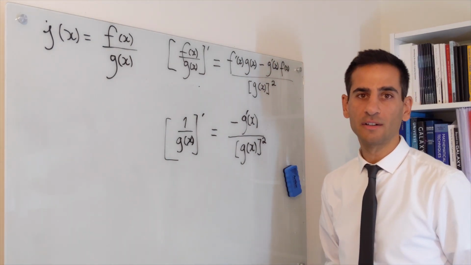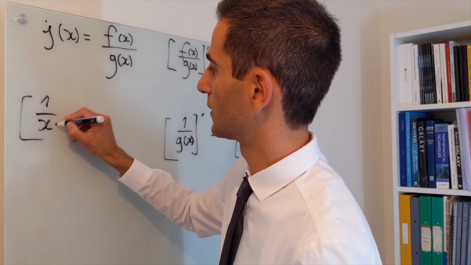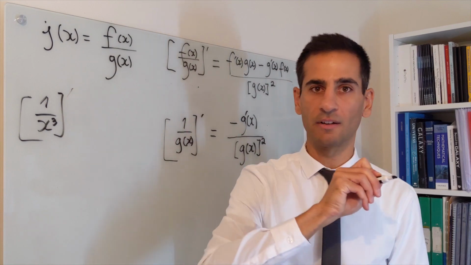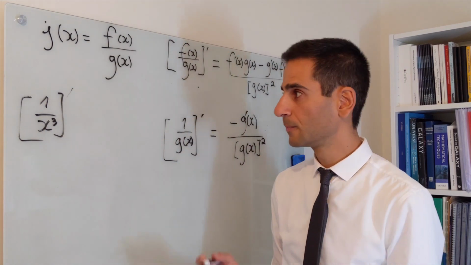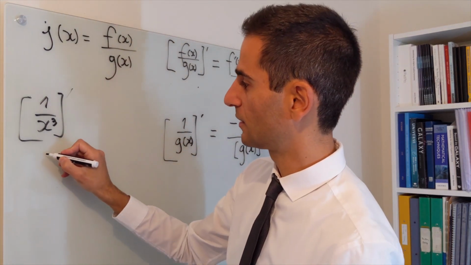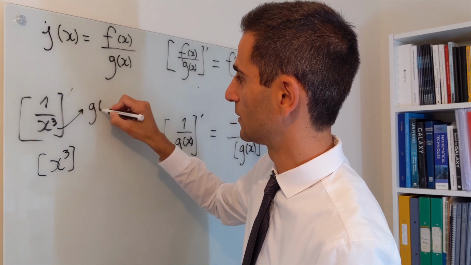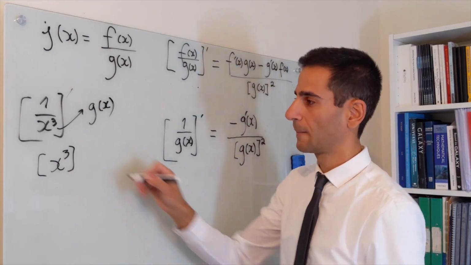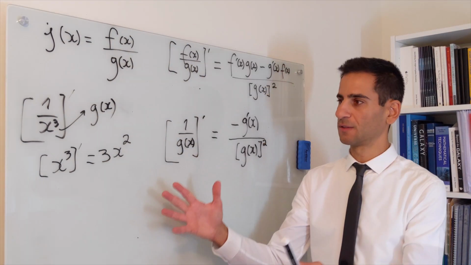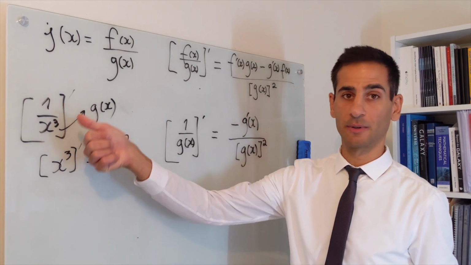Let's say that you want to calculate the derivative of 1 over x to the power of 3. There's many ways that you could calculate a derivative like this. One way is to use the reciprocal rule. In this case, you want to calculate the derivative of this, as we'll call it g of x. And the derivative in this case is simply 3x to the power of 2. This means that we can use the reciprocal rule to differentiate 1 over x to the power of 3.